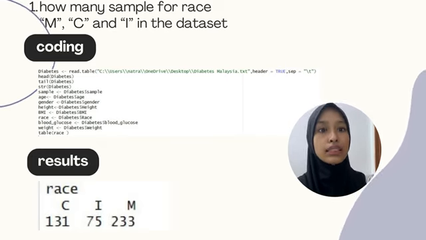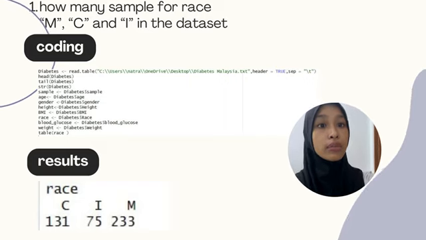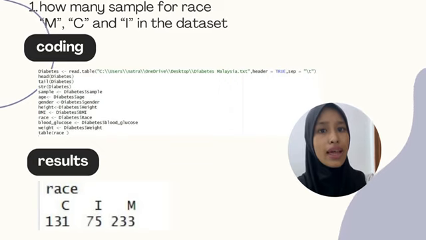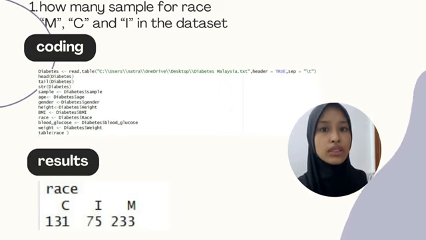So diabetes equals diabetes$... All these lines will extract individual columns from the data frame diabetes and store them as separate variables like age, BMI, race, etc. And lastly, table(race). This counts the frequency of each unique value in the race column.